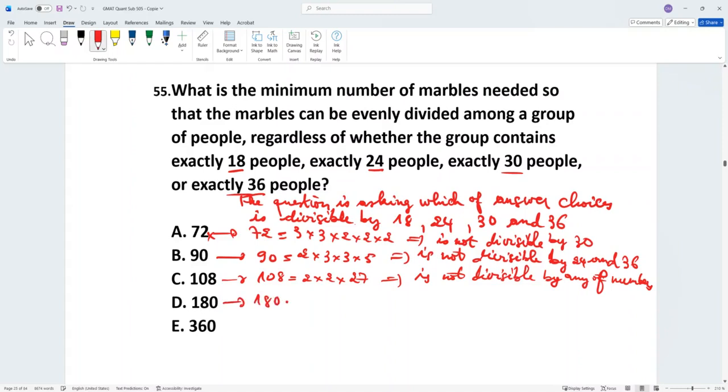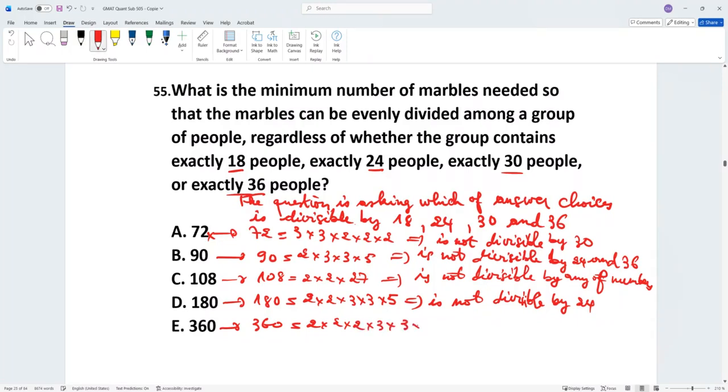And 180 is equal to 2 times 2 times 3 times 3 times 5. Looking closely here, the only number it is not divisible by is 24. So this is not divisible by 24. So the only answer choice that we have left is 360, which is definitely divisible by all the numbers.